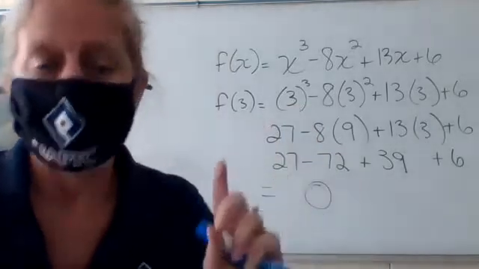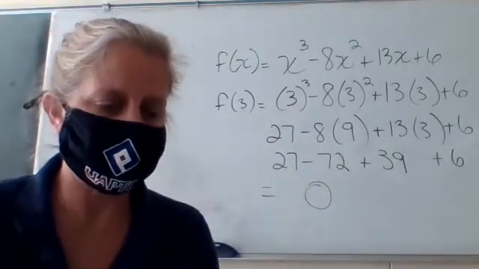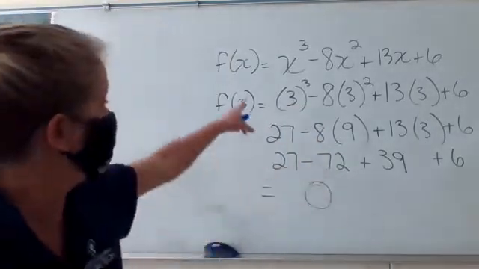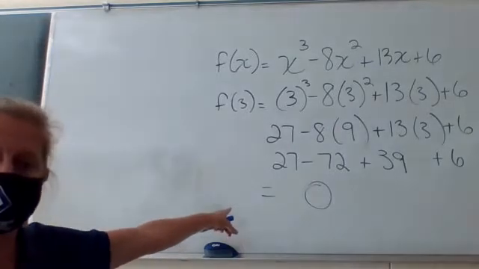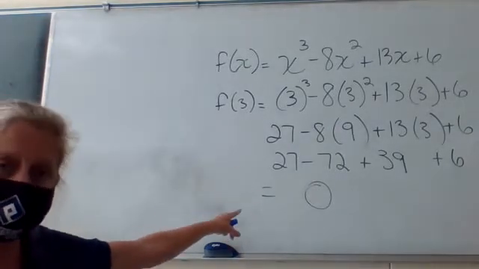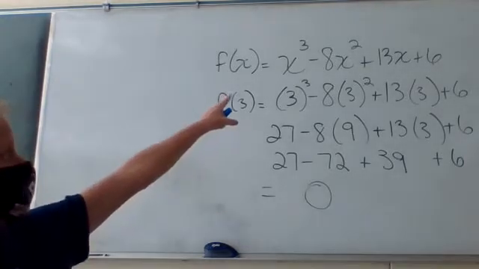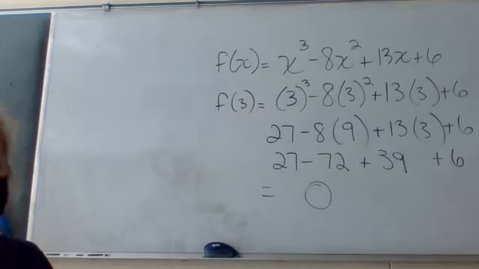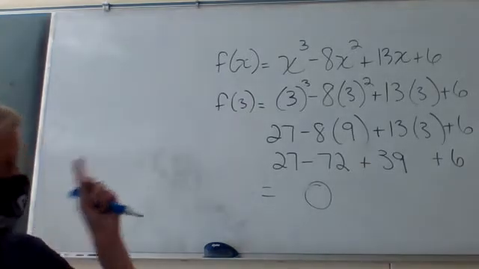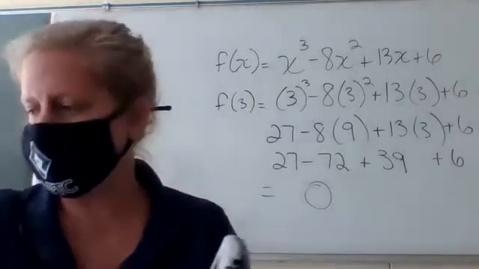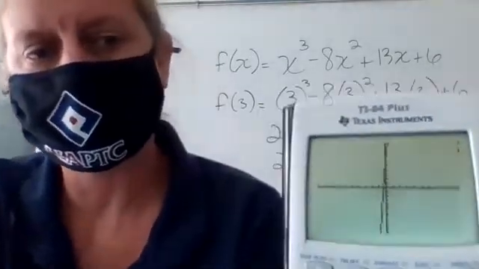So remember what we talked about. Zeros and x-intercepts mean the same thing, which means since 3 is a 0, is a solution, it should also be an x-intercept, which means this graph, when I graph it, should cross through the x-axis at 3. So let's look at this graph. So hit graph.